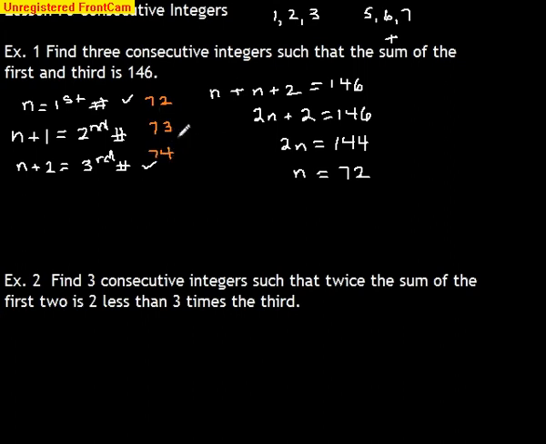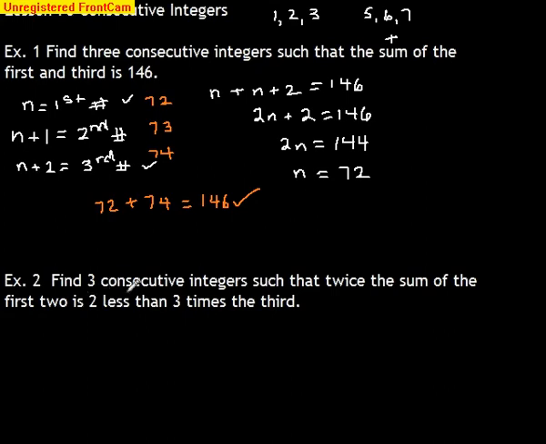These are really easy to check. If this one plus this one adds up to 146, then we have a right answer. So 72 plus 74 does indeed equal 146. So we got it right. Let's try the next one. That one was super easy. The next one will be a little bit harder.